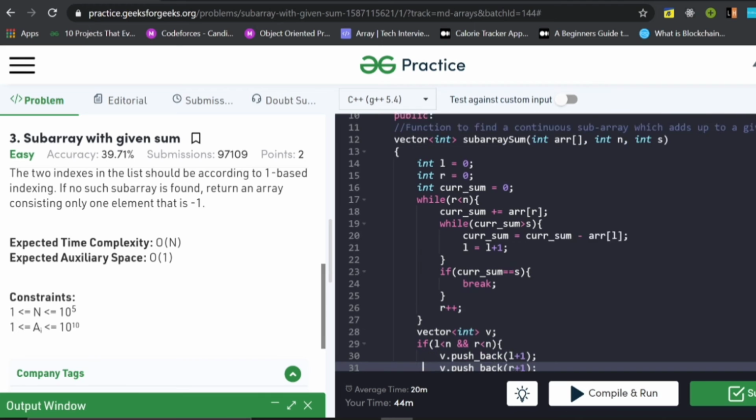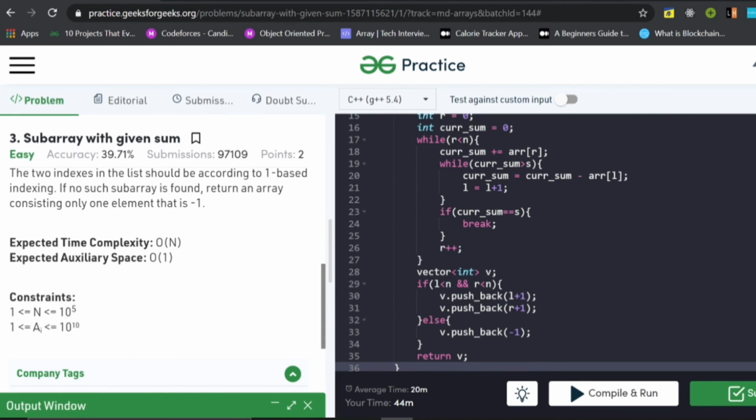Here you need to check: if you don't find the answer, both of them will be greater than n. That's why I'm checking that they both are less than n, because the left and right index positions should be less than n. If so, I simply push them back into the array. The reason I've added +1 is that the answer is expected in one-indexed position, and we are starting from 0. In case this condition is not satisfied, I simply have to return a vector comprising -1.